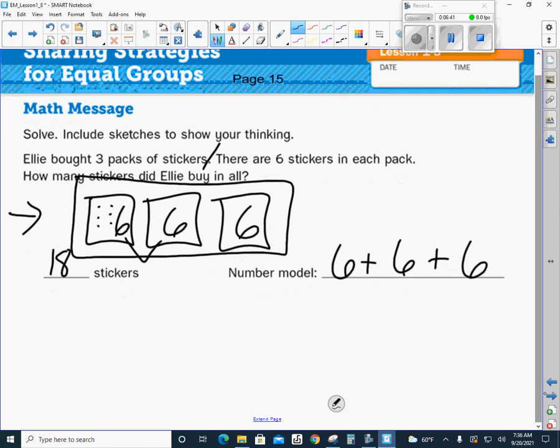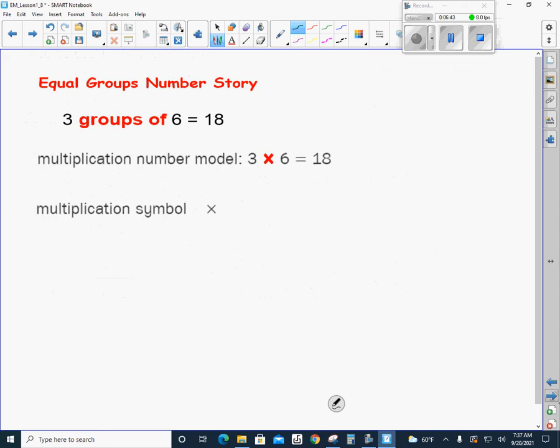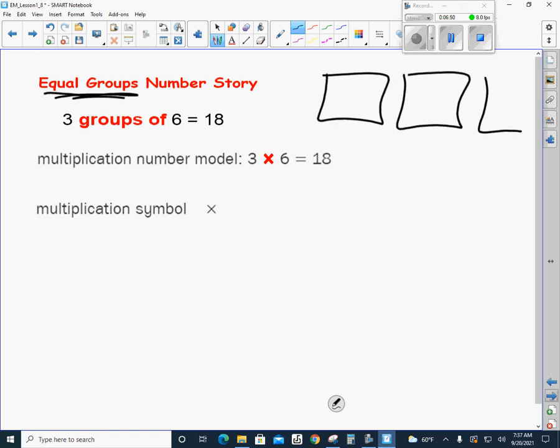Now, we're going to look at this a different way. This is an equal group number story. You saw that we had 3 packages, and there were 6 in each package. I had equal groups. When I have equal groups, that is actually a multiplication problem. So I can write that as a multiplication number model instead of an addition number model. Okay? We have 3 groups of 6 equals 18.